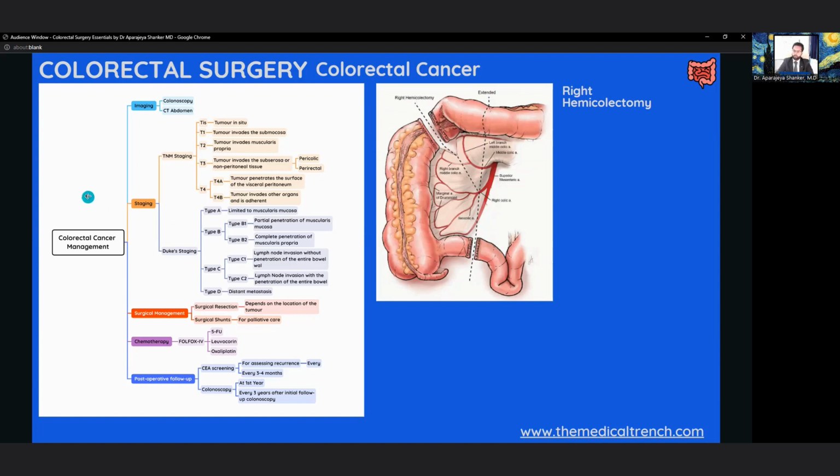Okay. Now, in this case, your imaging of choice is always going to be a colonoscopy and a CT abdomen. You need to combine both. If you think that this patient or any patient has a colorectal mass, do both. Do a colonoscopy, take a biopsy, and then do a CT abdomen, right?